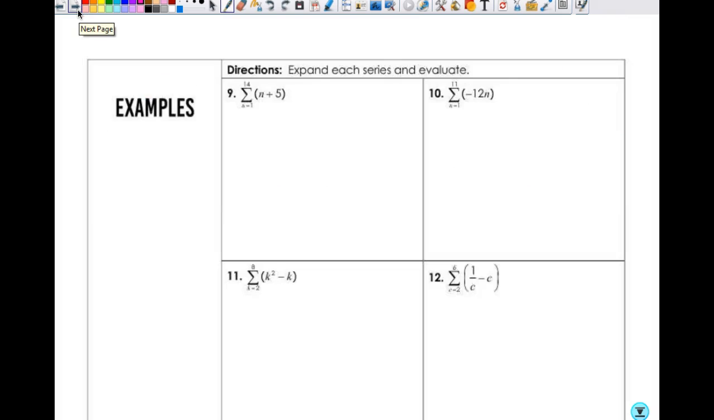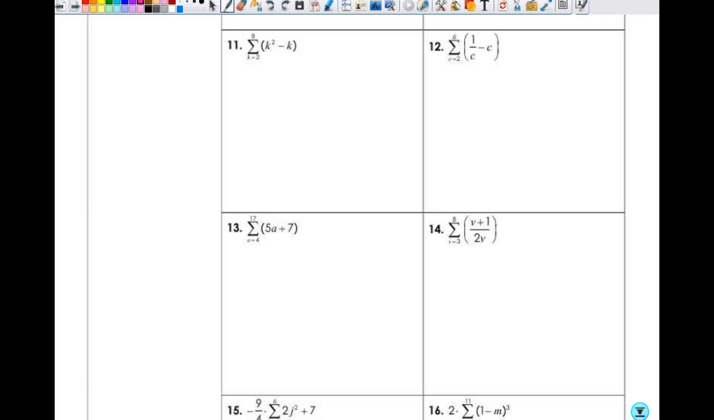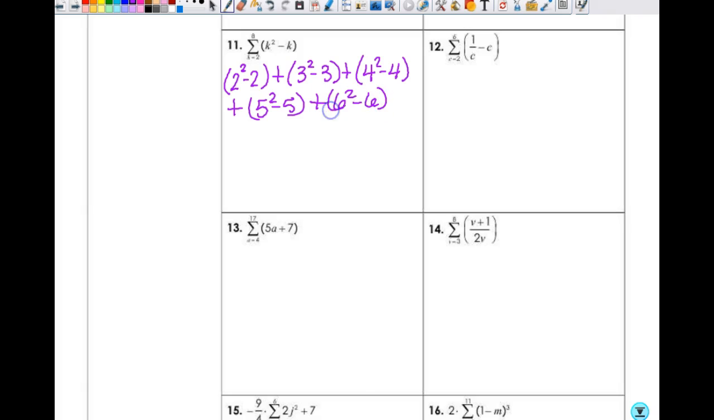So I want to look at number 11, because in number 11, we do not start with 1. We start with 2. Which is fine, and it's a K and not an N, totally fine. So we start with whatever the first one is. So it's 2. I substitute in the 2, I'm going to get 2 squared minus 2. Then I keep going until I get to 8, plus 3 squared minus 3, plus 4 squared minus 4, plus 5 squared minus 5, plus 6 squared minus 6, plus 7 squared minus 7, plus 8 squared minus 8.